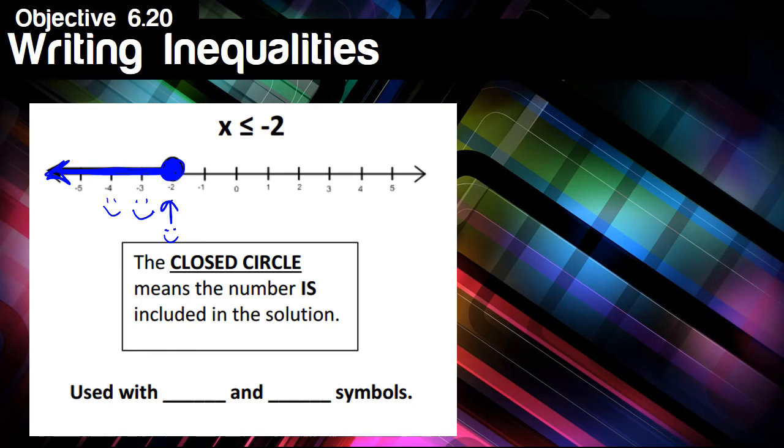Is negative 1 less than or equal to negative 2? No. Is 0 less than or equal to negative 2? No. Is 1 less than or equal to negative 2? No. So we know that the way we shade in our arrow tells us the solutions. And all these solutions going to the left will work for x is less than or equal to negative 2. So this closed circle is used with greater than or equal to and less than or equal to symbols.